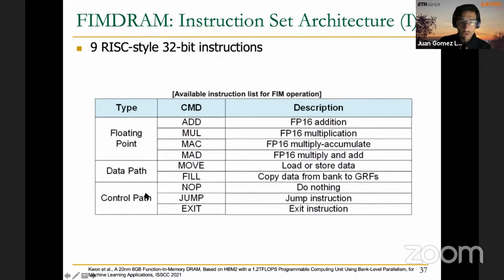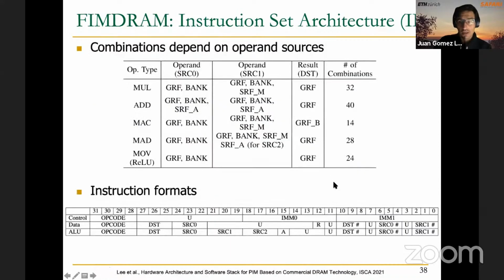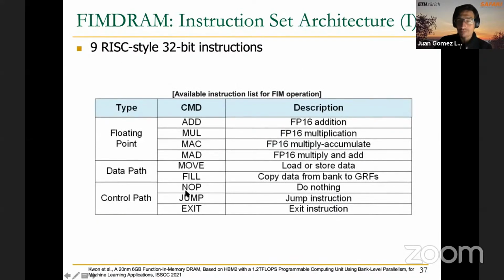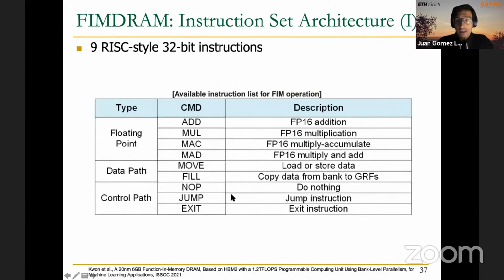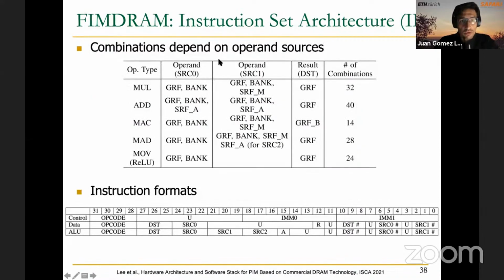And then we have the control path instructions. We have the NOP instruction in case it's needed. It inserts NOP cycles, so completely empty cycles. Then we have the jump instruction that I mentioned before, and then we have this EXIT instruction when we terminate a program. And there are different combinations for these instructions.